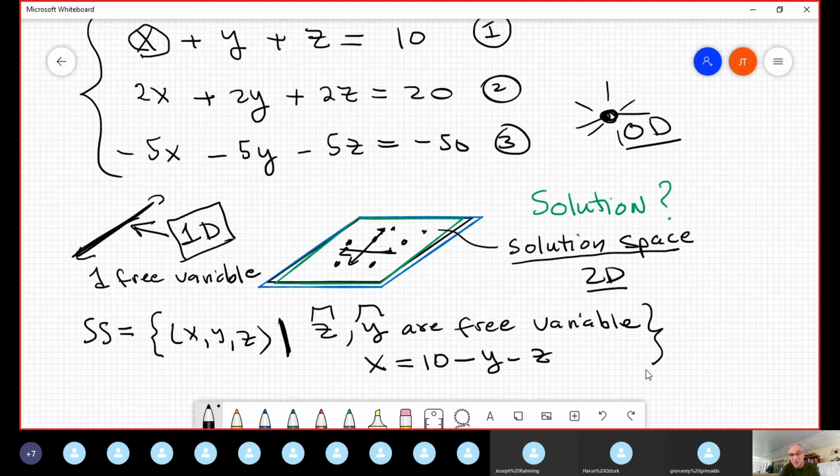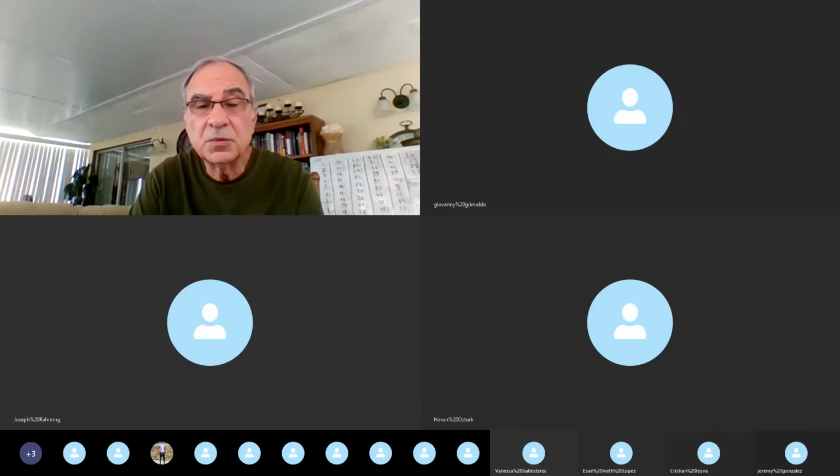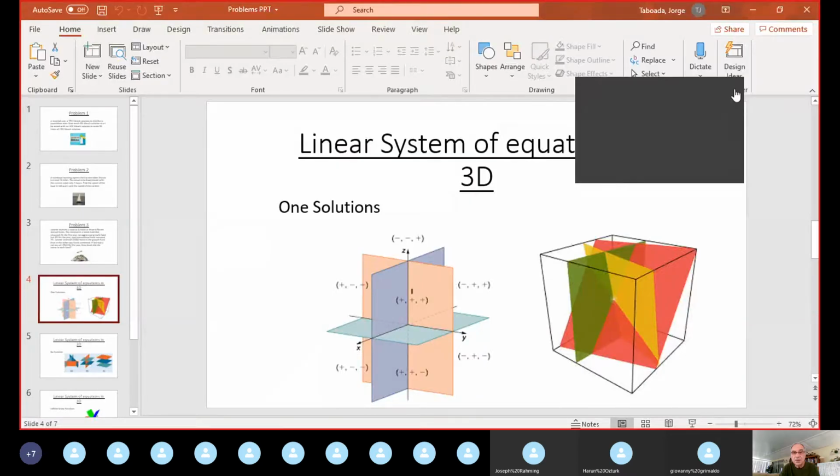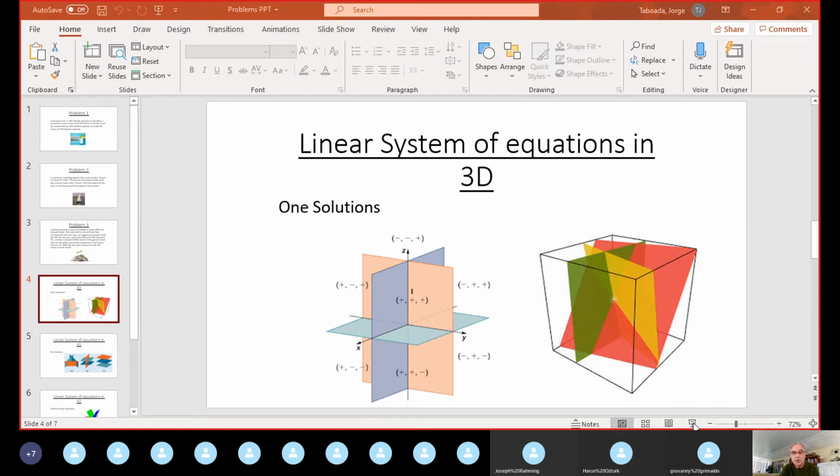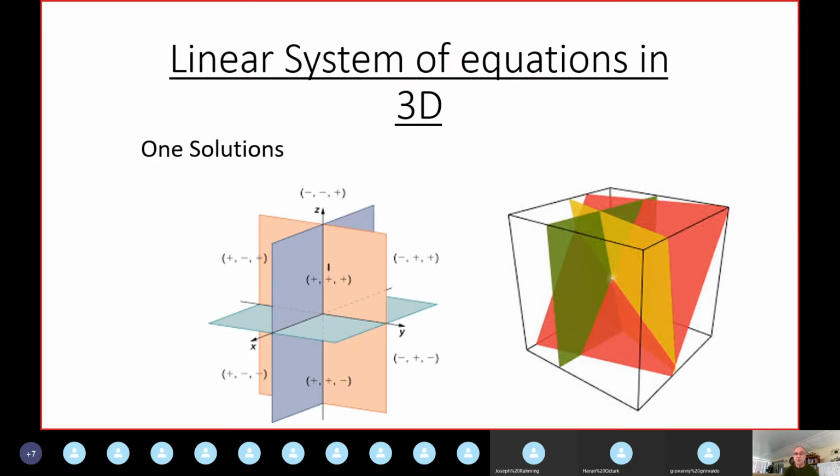I understand very well. Sorry, but I want to present to you this PowerPoint presentation. In this PowerPoint presentation, you help me to understand the idea of the free variable. Okay, switching to the PowerPoint. PowerPoint, slideshow. Okay, and this is a typical example in which we have one solution.